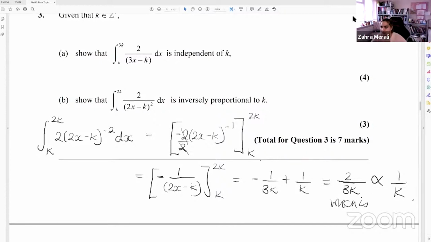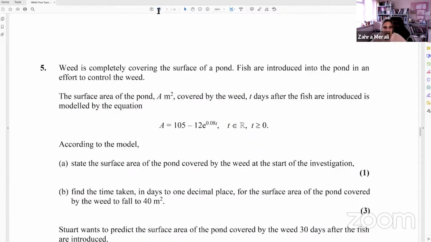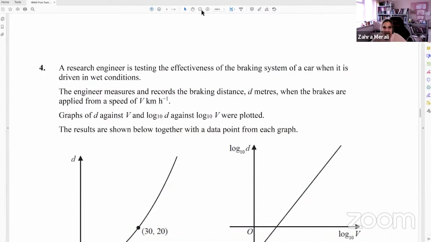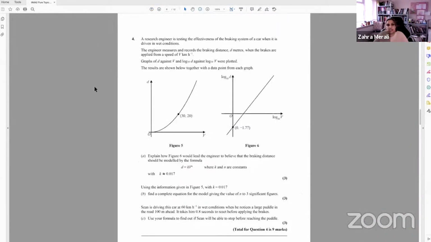Right, next question. I think I jumped one. Okay, a research engineer is testing the effectiveness of a braking system. We've got two graphs, d against v, and then log d against log v. Explain how figure 6 would show the brake should be modelled by the formula with k equals 0.017.